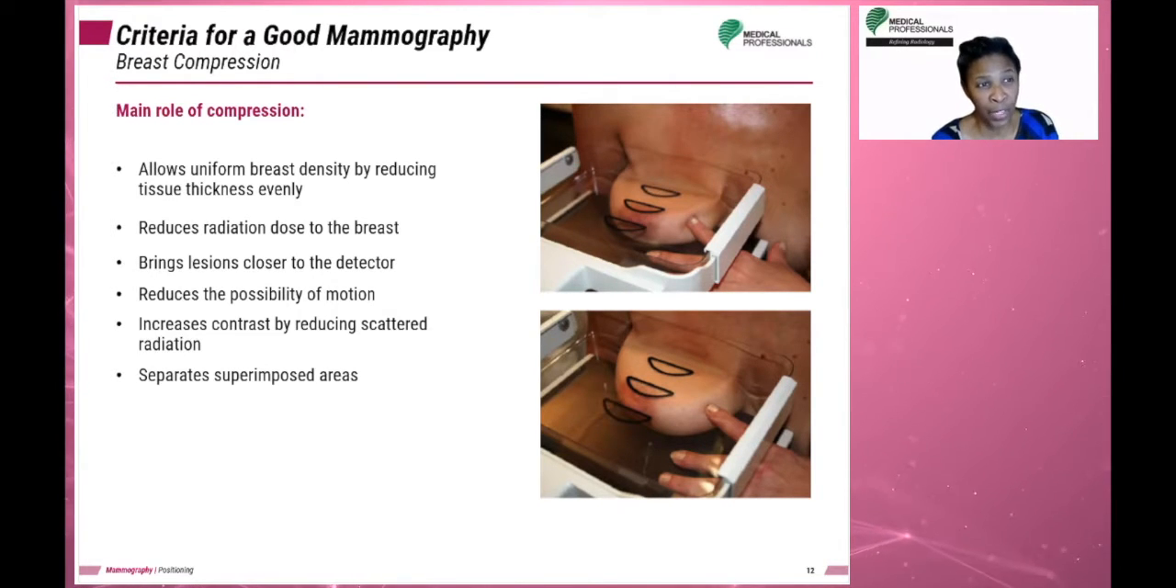And with that will actually bring lesions closer to the detector. It reduces any possibility of motion by having that breast firmly compressed in the unit. And by decreasing the thickness of the breast, you also increase the contrast and reduce any possibility of scattered radiation. And just the compression itself will separate superimposed tissues. So all of these are valid reasons for compression. But as I mentioned, the main reason is actually the fact that it gives you an even density for the X-ray beam to pass through.